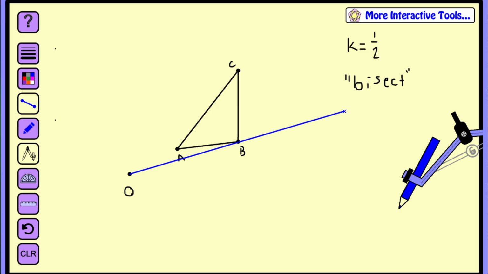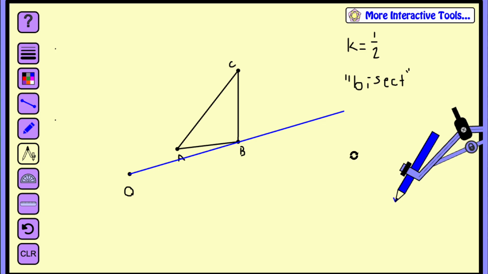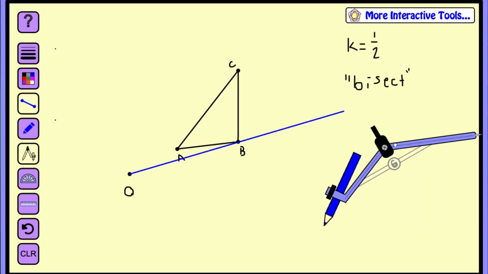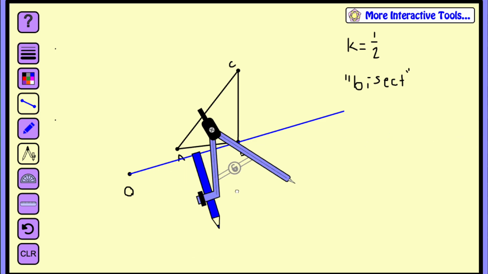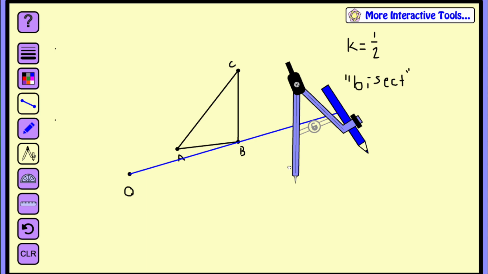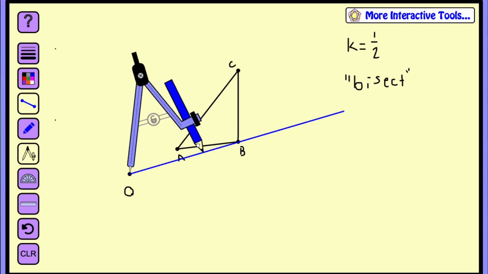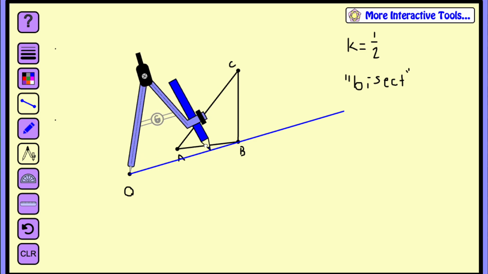Let's do B first. So we'll do from our center of dilation through point B. Now, the reason we are doing this is, again, so that we have a reference, because what we are going to do is bisect the segment from O to B. In other words, we are halving the distance from O to B. If our scale factor is 1/2, we need to bisect that segment OB.